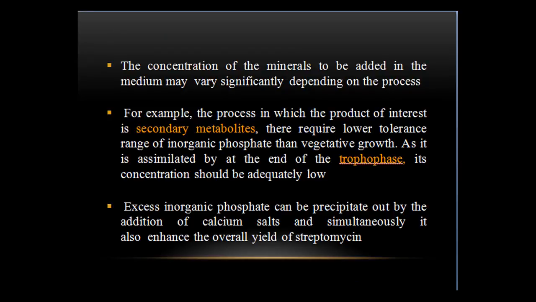For example, in a process in which the product of interest is a secondary metabolite, they require a lower tolerance range of inorganic phosphate than the vegetative growth. As it is assimilated at the end of the trophophase, its concentration should be adequately low. As reported by Garner and his co-workers, excess inorganic phosphate can be precipitated out by the addition of calcium salt, and simultaneously it also enhances the overall yield of streptomycin.